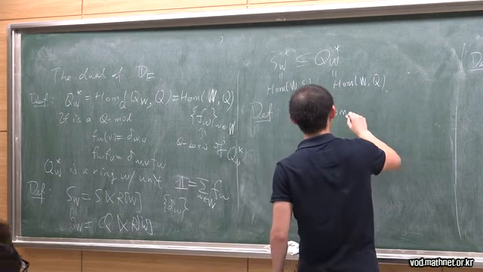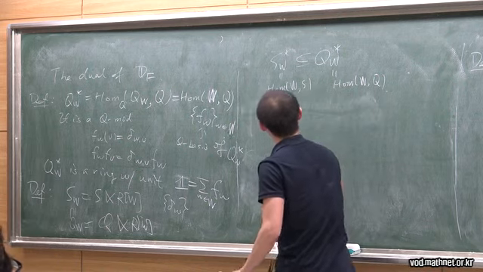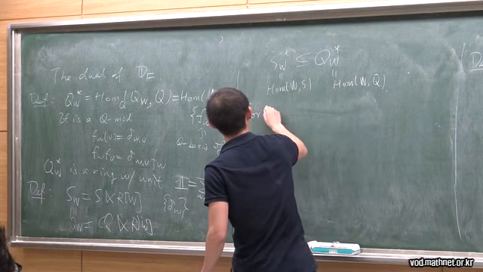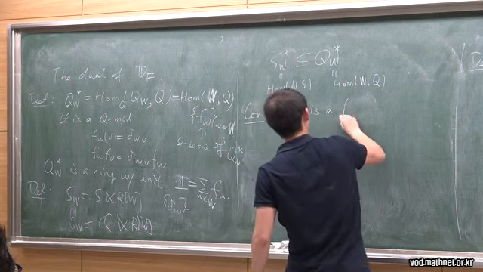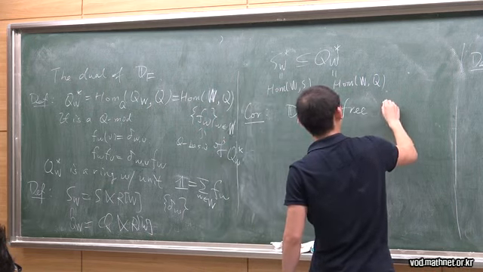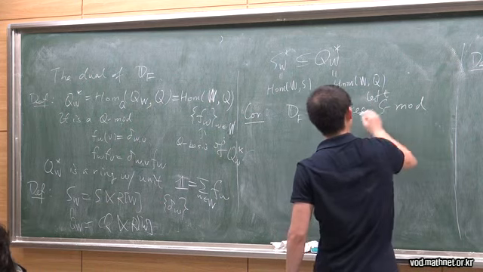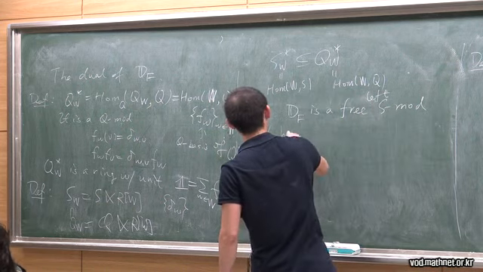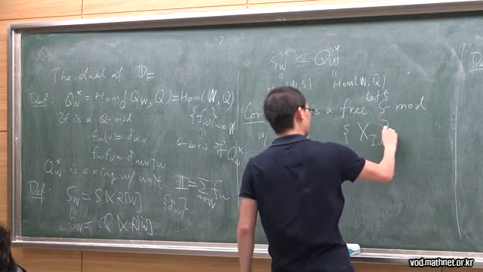There's one thing, sorry, let me put as a corollary. That is, E_F is a free S module, you put left, with basis xi sub w.